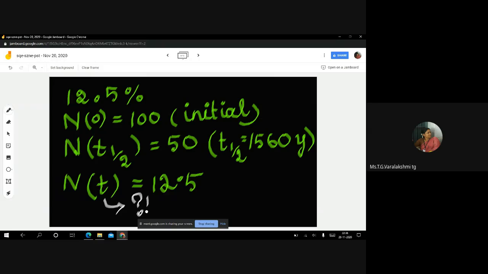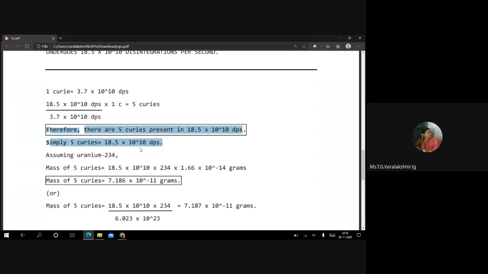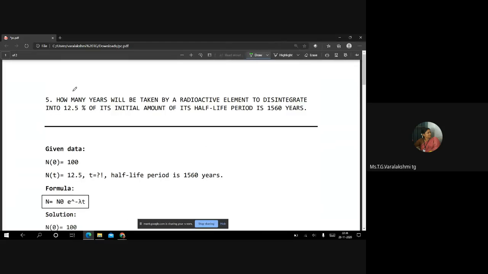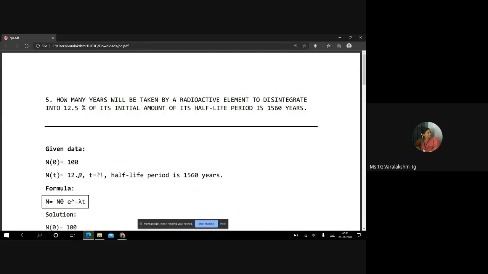Is the question clear? Yes. Now I will give you the correct explanation of the question here. Just collect the data from the question. N naught, the initial number of radioactive nuclei, is 100, and the number of radioactive nuclei at time t, which we should find, is given as 12.5.